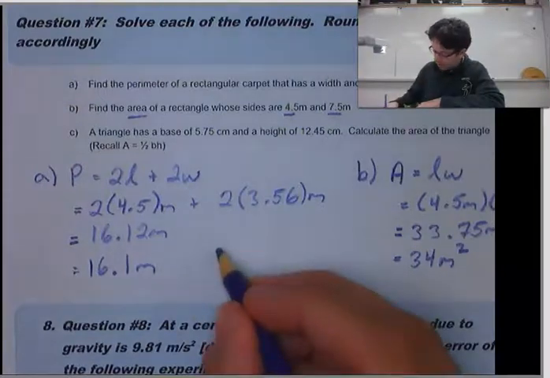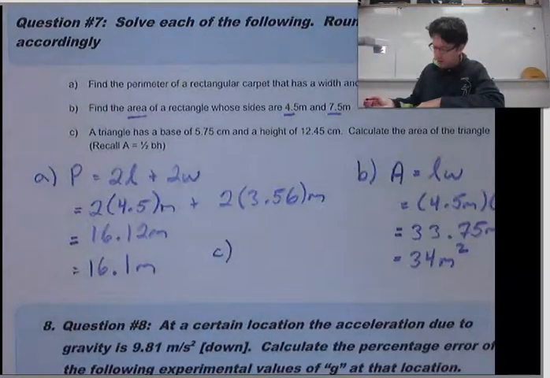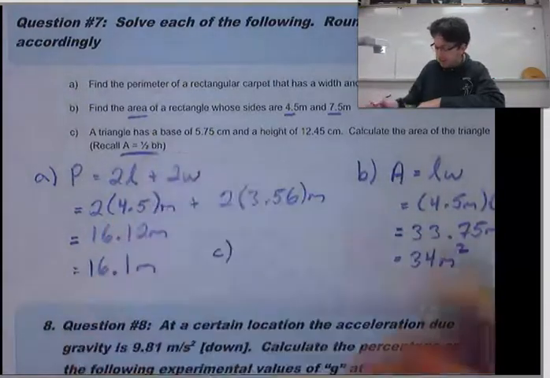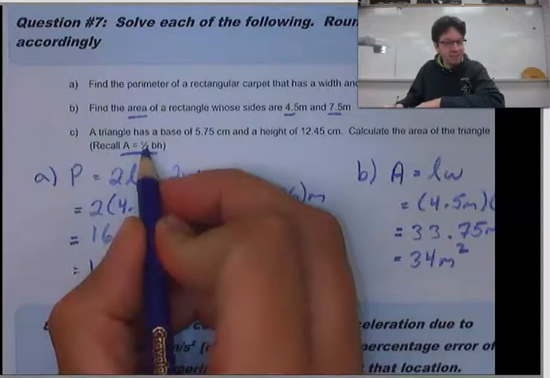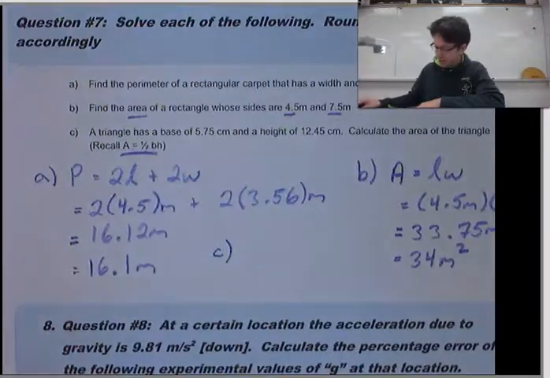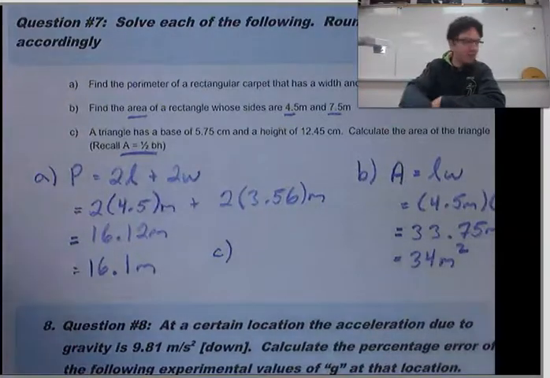Okay. Part C is a triangle, and it says calculate the area of the triangle. And we have the formula. Remember that 1/2 is an exact number, so it has an infinite number of significant digits. So I want you to try part C on your own. I'll pause the video and let me know if you need help.